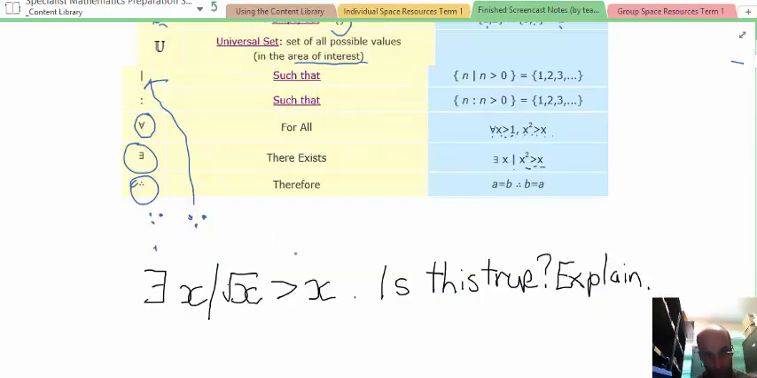The last part of the video and the final question I've just put here in black, and it starts there. There exists x such that the square root of x is greater than x. Is this true? Explain. Write your answer in your individual space tab.